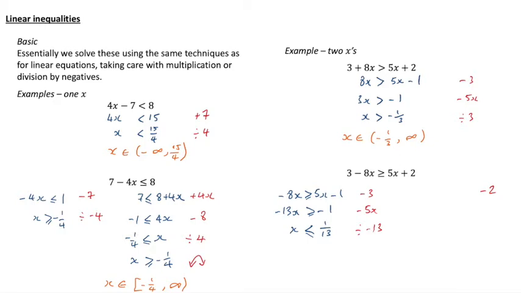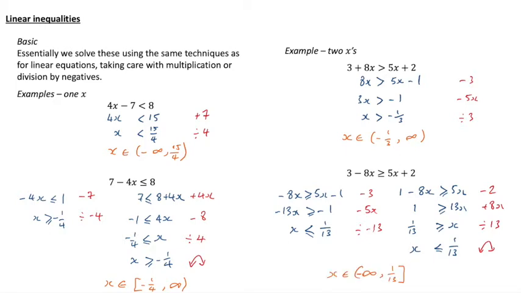Alternatively, we could subtract 2 to start with, so we have 1 minus 8x is greater than or equal to 5x. We could then add the 8x, so we have 1 is greater than or equal to 13x. Then divide by 13, 1 over 13 is greater than or equal to x. Again, flip it around, and that tells us that x is less than or equal to 1 over 13. And that's the slightly safer way of doing it. So x is a member of the set from minus infinity up to 1 over 13, with a square bracket for the 1 over 13 because that is allowed.